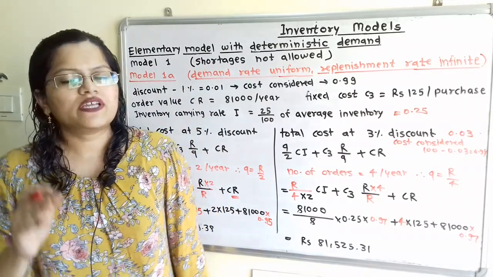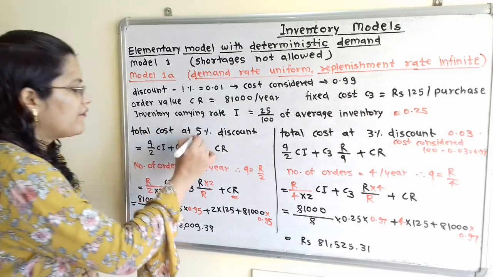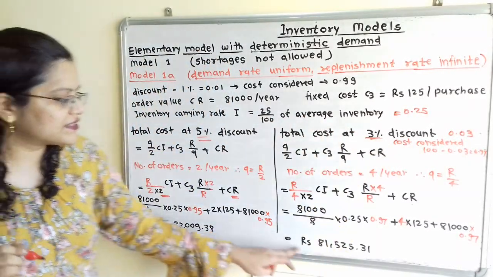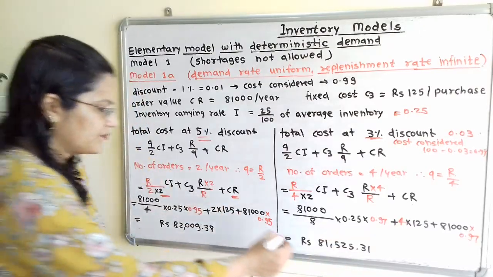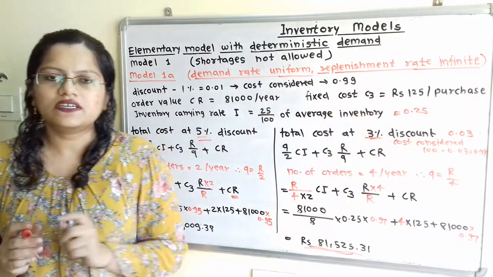81,525.31. Now if we compare the three costs, with 1% discount, with 5% discount and with 3% discount, then this is the minimum cost. So the company should take the offer with 3% discount.